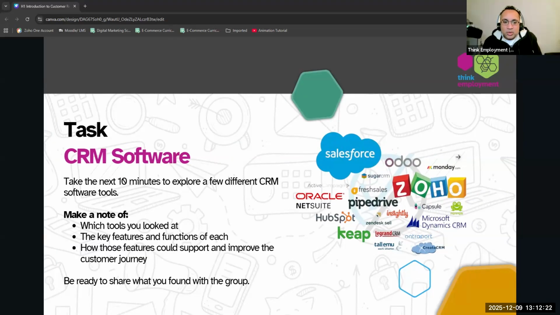So I want you to make notes of what you looked at. So what tools you looked at. Say you chose Zoho. Make a note of that, the name, okay, the key features and functions of it, and how those features could support and improve a customer journey.